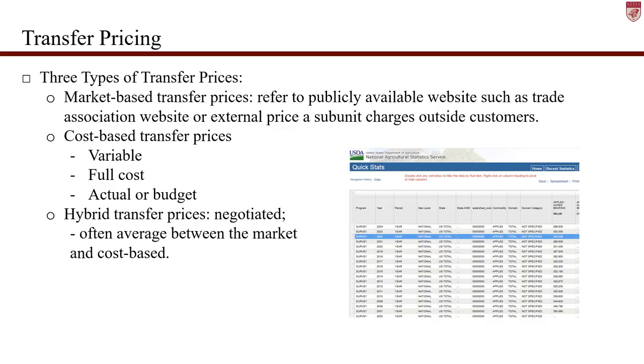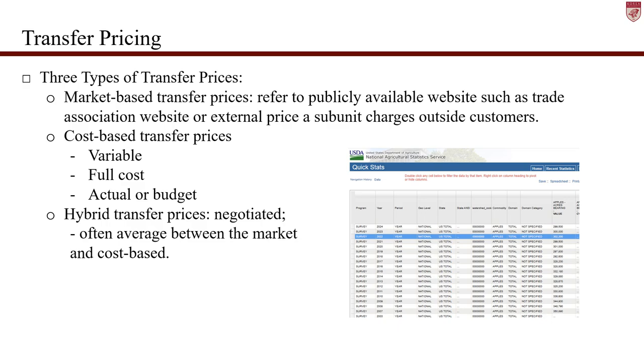Either you get that information from a trade association website, or you can get it from external market, external exchange places. As you see on the figure on the right-hand side, this is a commodity price website. The National Agricultural Statistics Service shows the price of apple every day. From this figure, you can get the price of apple in an external market. So as long as you can see the price from the external market, you can easily refer to that price and apply that price in the intersegment transaction.